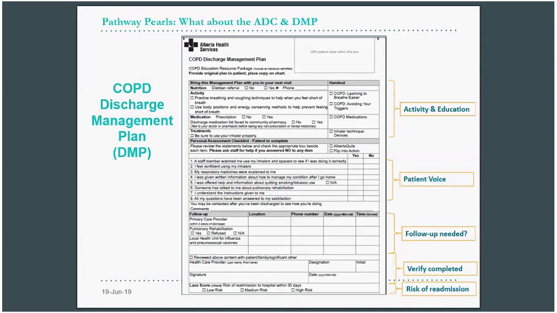And then the actual red arrowed areas are right on this sheet, right under activity, the tick boxes. Practice breathing and coughing, body positions, and then under treatments, be sure to use your inhaler properly. Those are the actual key components to reinforce in acute care and then at discharge, and then as well out into the community, about their key components to think about and to really get that down pat for the patient before they leave home.